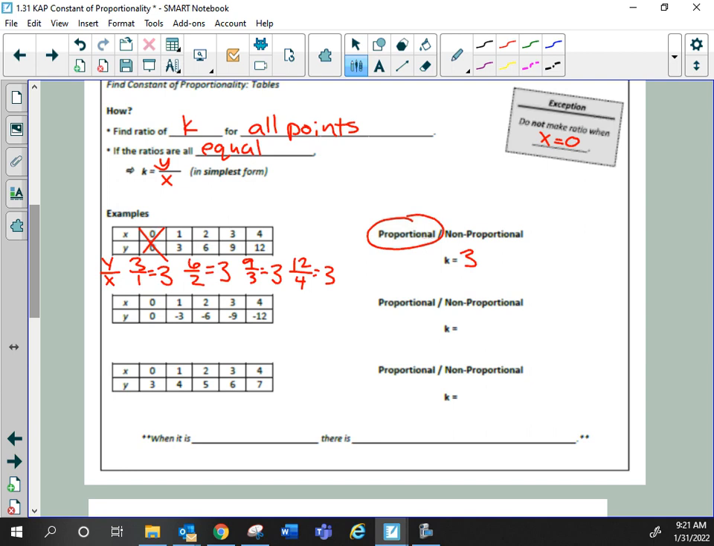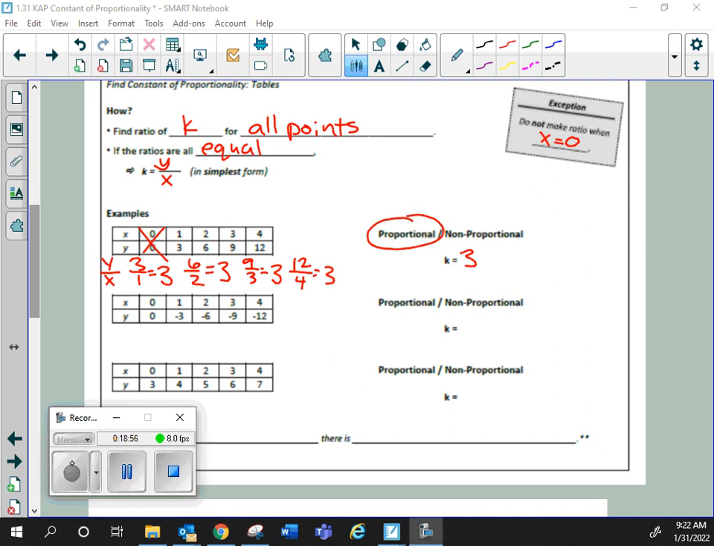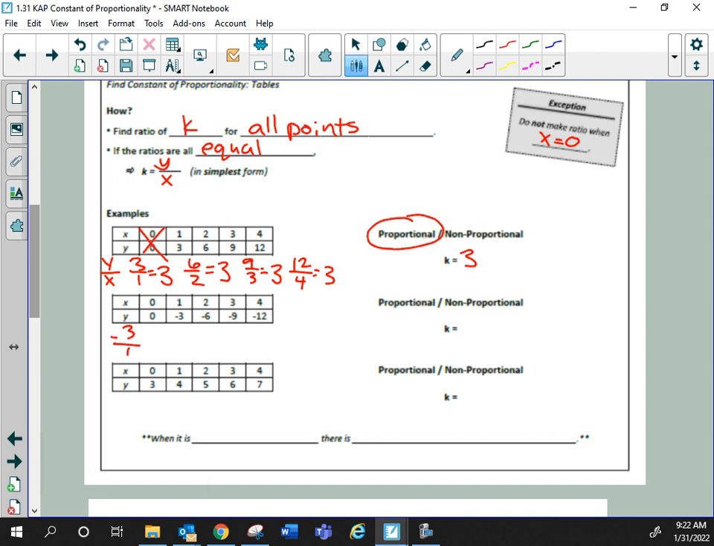Okay, do the next one. All right, what do y'all say, yes or no? Yes. Okay, if I put negative 3 over 1, that simplifies down to negative 3. If I put negative 12 over 4, that simplifies down to negative 3. So it is proportional, and that constant of proportionality, aka that multiplier, is negative 3.